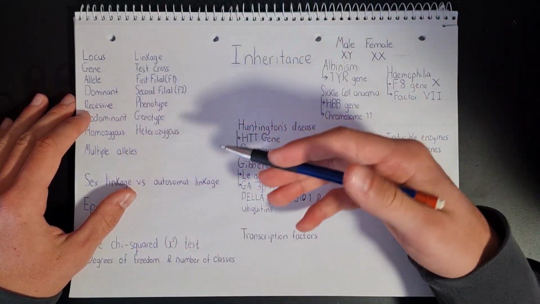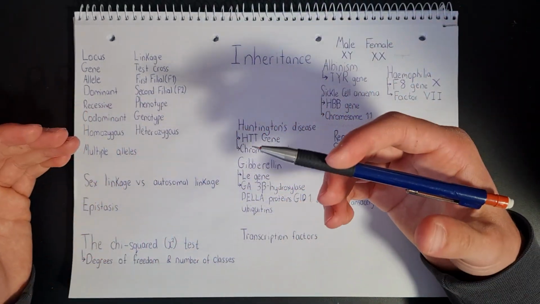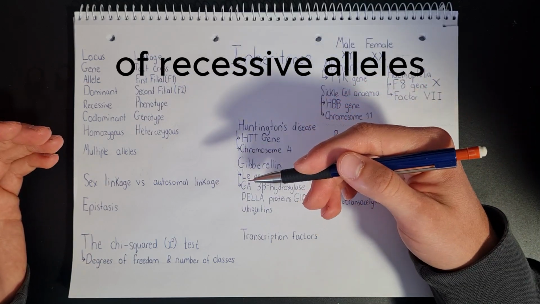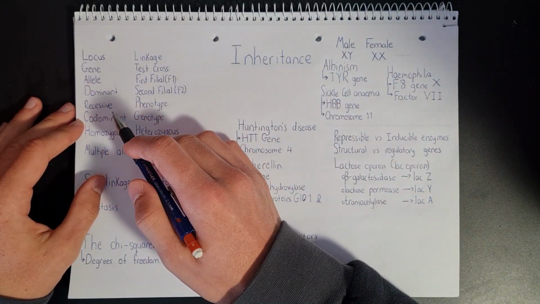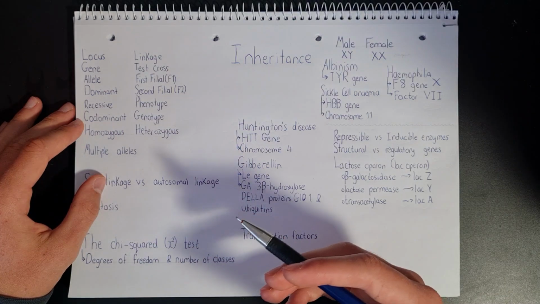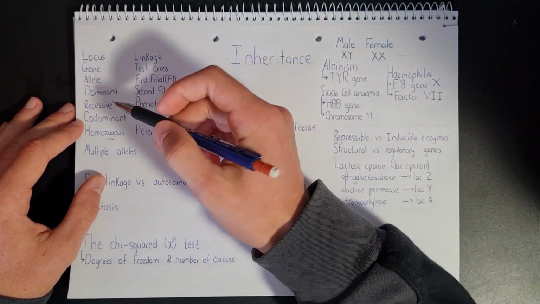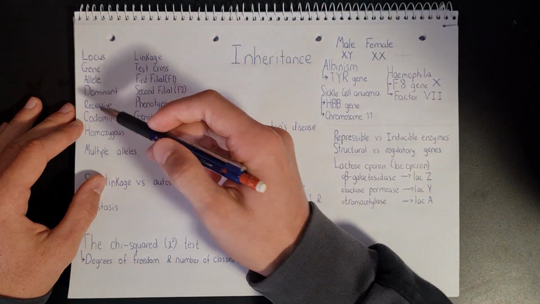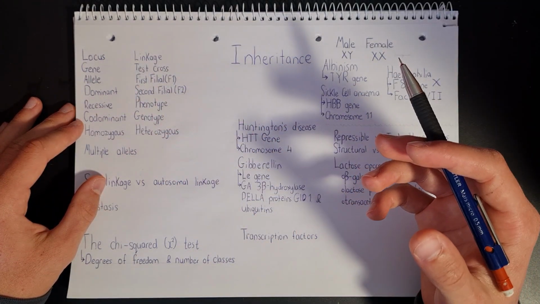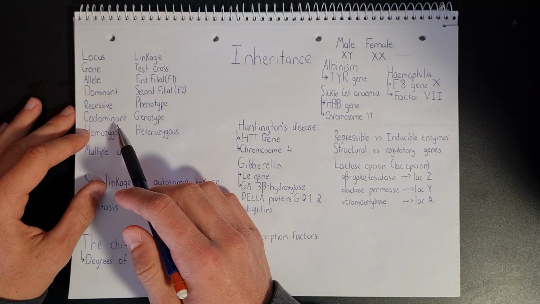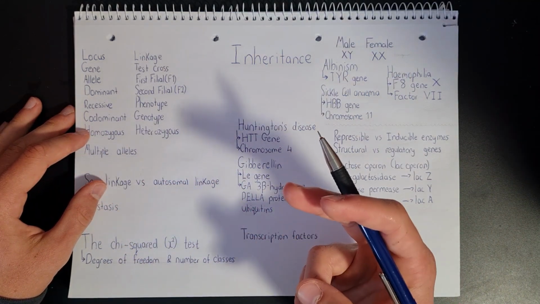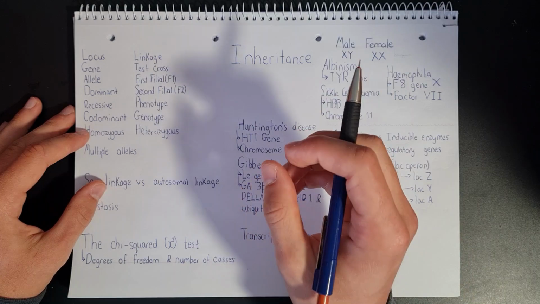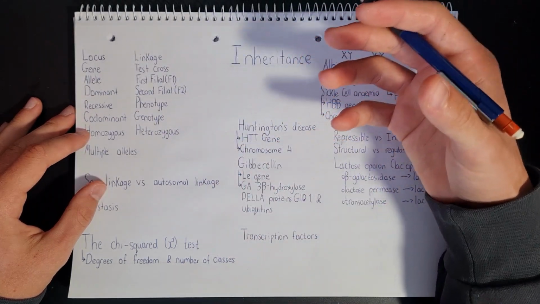Dominant alleles are alleles that mask the effect. Therefore, recessive alleles are alleles that have their effect masked by the dominant allele in the phenotype. Okay, so dominant and recessive, we're looking at the phenotypes. Codominance refers to when two alleles contribute to the phenotype of an organism.